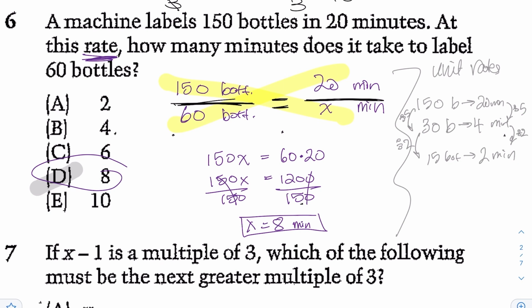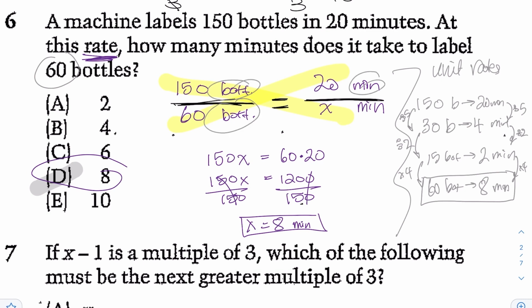Now to go from 15 bottles to 60 bottles, you'll have to multiply by 4. So 15 times 4 is 60 bottles. And then on the right, you also multiply by 4. So 2 times 4 would be 8 minutes. So you know that 60 bottles will take 8 minutes. So that's the same answer as if we solved the proportion. The key here, if you did use the proportions, make sure the units are lined up.